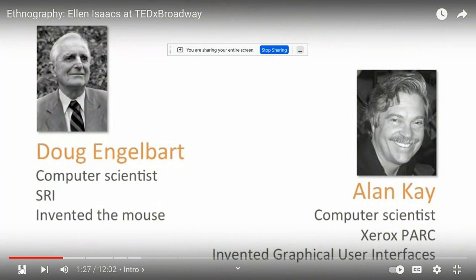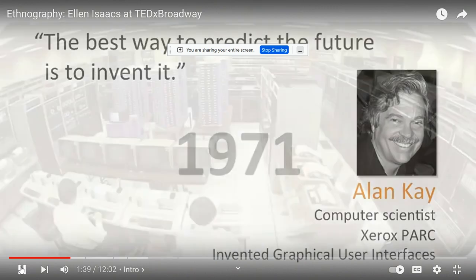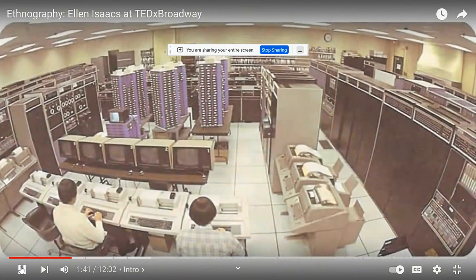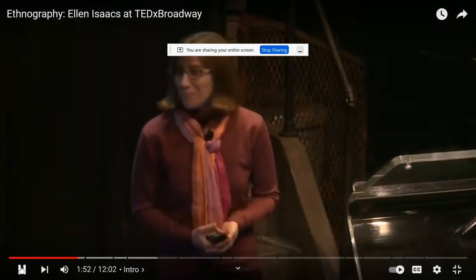At the time, Alan Kay worked at Xerox PARC in California, which is where I work today. And in 1971, he said, "The best way to predict the future is to invent it." And that's what he did. So this is at a time when computers looked like this: giant boxes of technology in big rooms hooked up to these terminals, which is where you type those commands. They were very expensive, so you had to share them, and people would sign up for time on the computer.